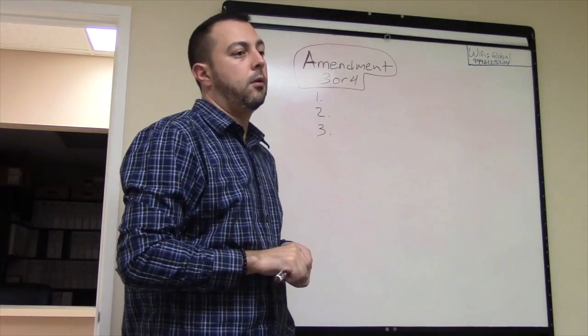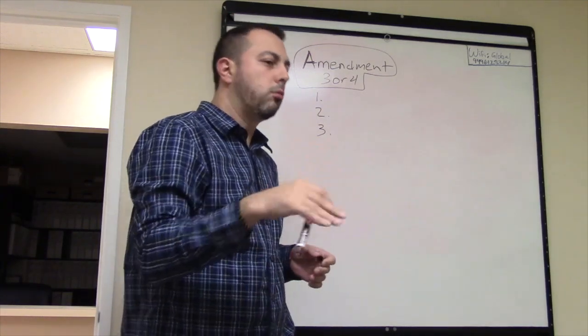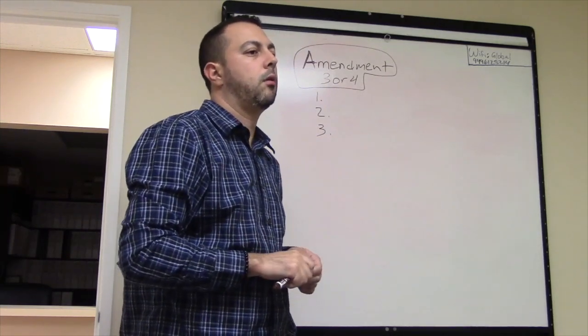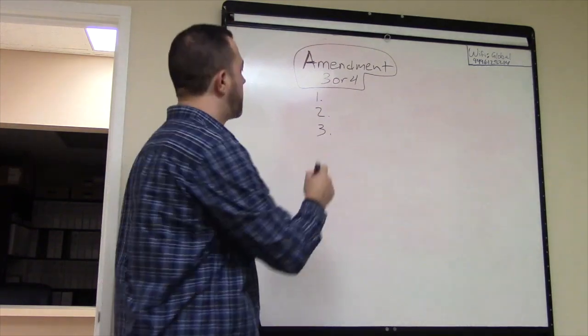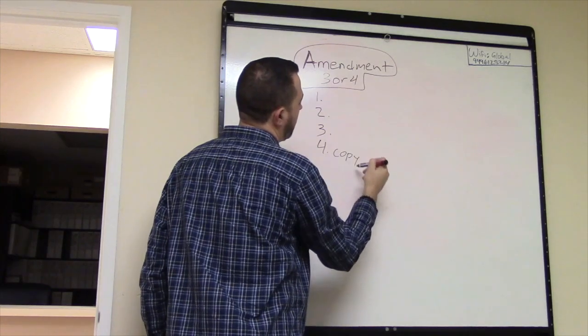I suppose first I need to find out what those amendments are. Right, let's say you know what they are. I need to make sure that a copy of the amendment is in the regulatory binder. Okay, so maybe we'll have 4. A copy of the amendment.